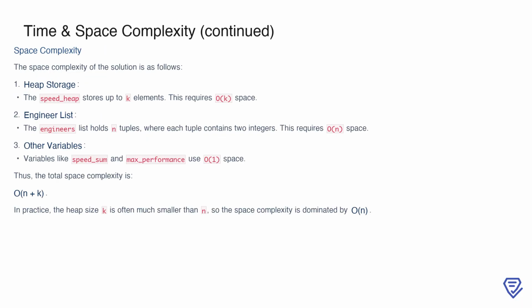The space complexity of the solution can also be analyzed step by step. First, we consider the heap used to store the speeds of up to k engineers. This heap requires O(k) space. Next, the list of engineers, which stores n tuples of efficiency and speed, requires O(n) space. Finally, variables like speed_sum and max_performance are simple scalars, so they only use O(1) space. When we combine these, the total space complexity becomes O(n + k). However, since k is typically much smaller than n in practice, the space complexity is generally dominated by O(n).